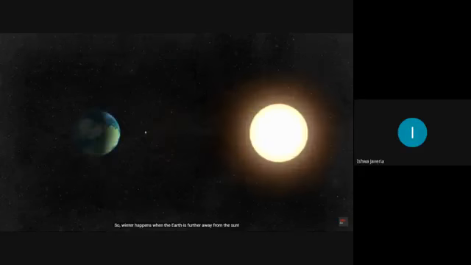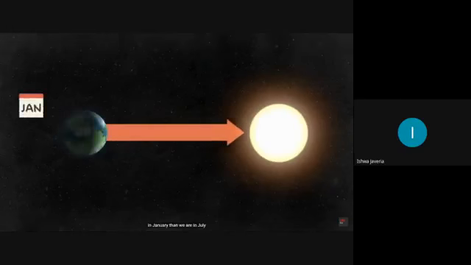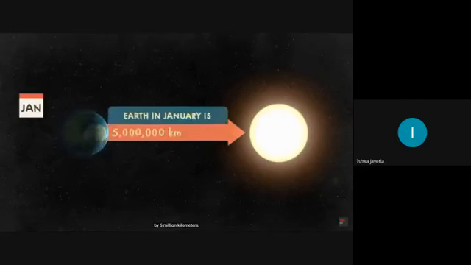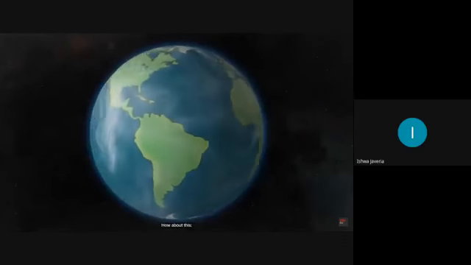Aha! So winter happens when the Earth is further away from the sun. Well, no, not so fast. The Earth is actually closer to the sun in January than we are in July, by 5 million kilometers. January is smack dab in the middle of the coldest season of the year for those of us up north. Still not convinced? How about this?